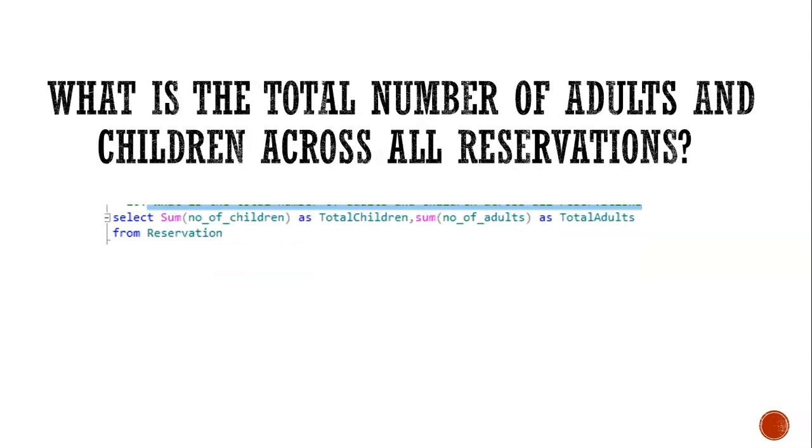Okay, what is the total number of adults and children across all reservations? Because each reservation has a different number of children, the aggregate function used over here is sum, and we'll just simply apply it on the reservation table and we'll get the final answer, which was this.